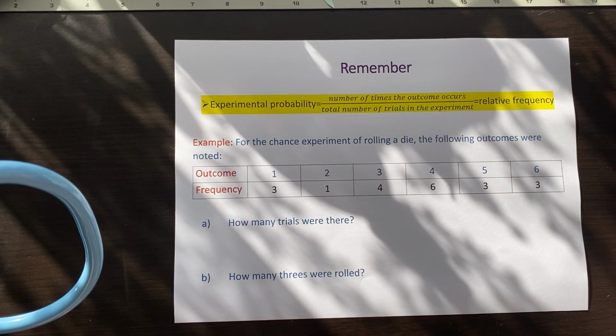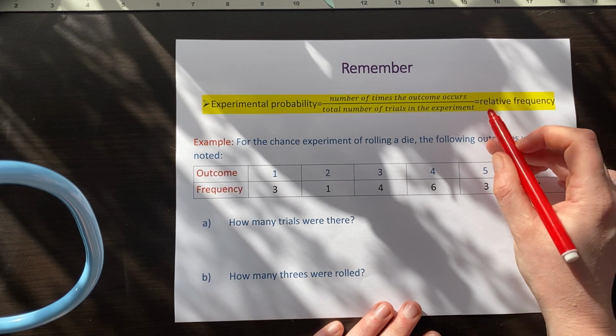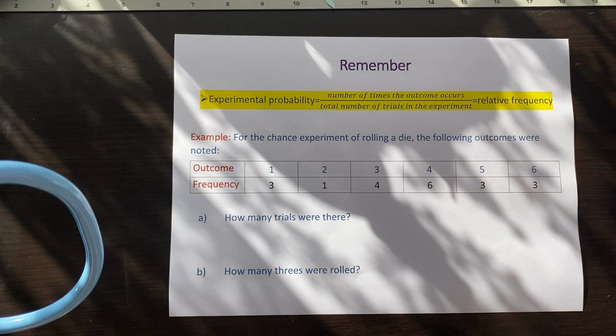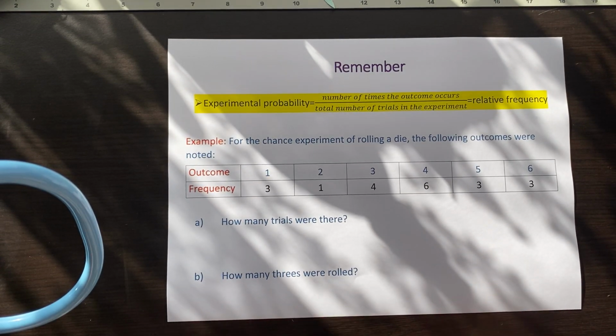Okay, so just a quick reminder. Experimental probability, which is also known as relative frequency, is the number of times the outcome occurs divided by the total number of trials in the experiment. So, let's have a look at an example.